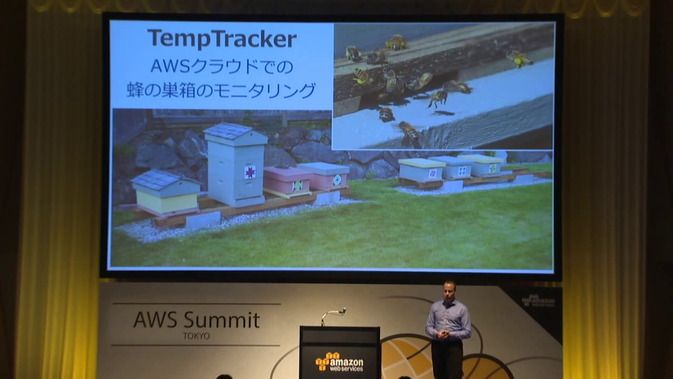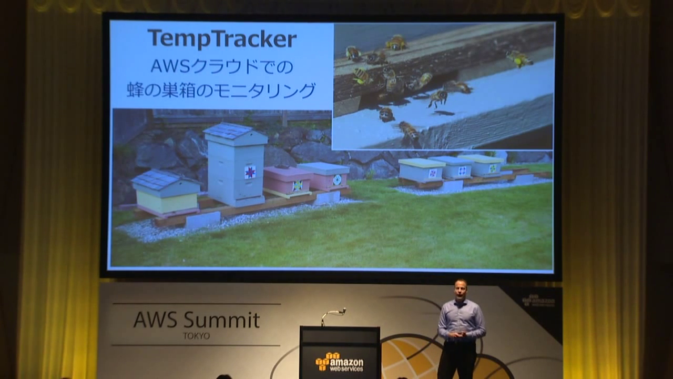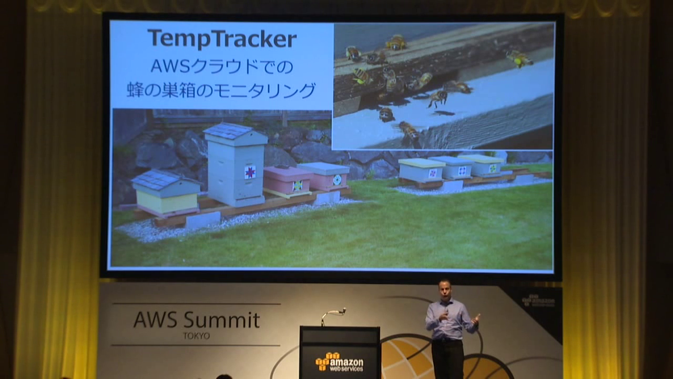Let me show you one example. We have one of our solution architects back in Seattle. He is a very avid beekeeper, and he really cares for his beehives and his bees. In case you don't know, this is a very hard profession, because beehives need to be at just the right temperature. If it is too hot on the inside, bees have an extremely hard time producing honey, or they actually start dying.